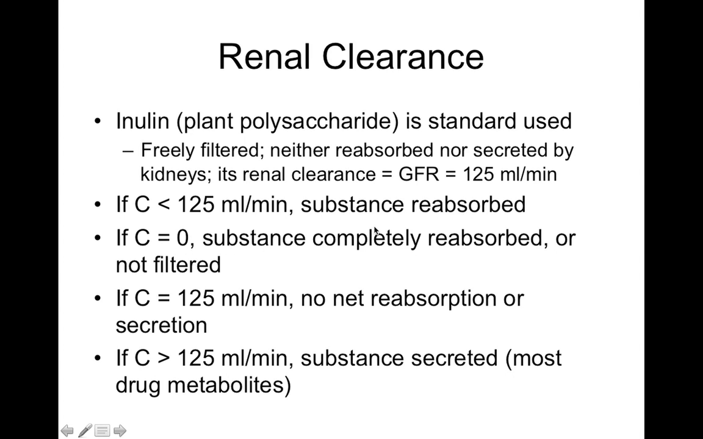Well, this means it's completely reabsorbed and/or not filtered. If you don't clear a substance at all, it's either totally reabsorbed, like glucose, whose clearance should normally be 0, or it's not filtered. Think about some things that aren't filtered, like large proteins and cells. Those should have a clearance rate of 0. Now, what if your renal clearance is exactly equal to 125 mL per minute? What does that tell you about the way your kidney treats that substance?